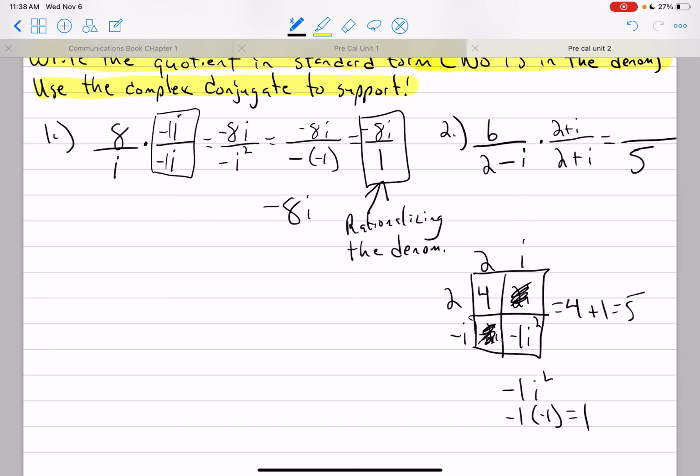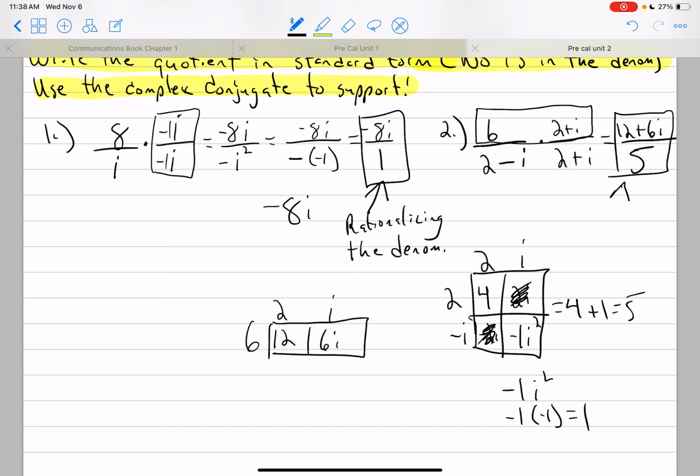This is 5. And then at the top, up here, I've got to multiply 6, excuse me, times 2 plus i. So let's go ahead and do that. 6 times 2 plus i, which is 12 and 6i. So that's going to be 12 plus 6i over 5. Now this is simplified.